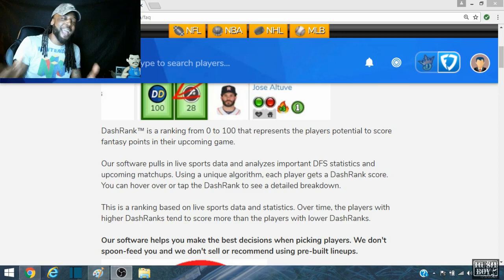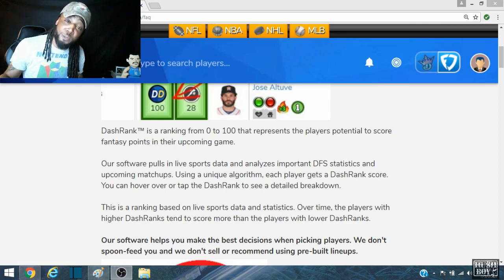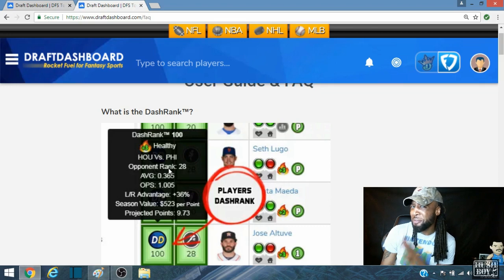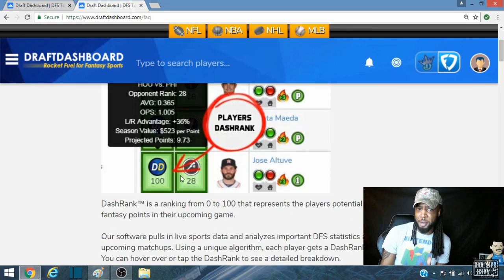There's the definition of dash rank right there. You can read it if you want to, but let me just translate what all that means. They basically take all the important DFS statistics, combine that with the upcoming matchup, and it comes out to a number. That's the dash rank number. That's the most important number right there.